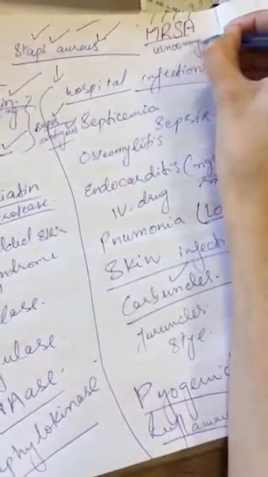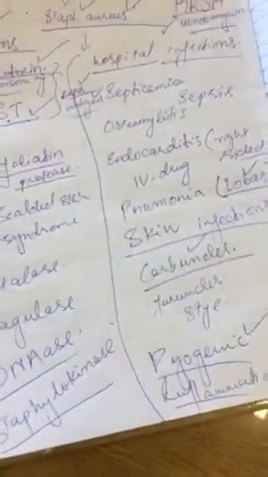Then there is also one type of the Staph aureus which is called MRSA. They are methicillin resistant Staph aureus. They cannot be treated by the common cell wall inhibitors. You can use vancomycin for their treatment. So these are the common salient features which you should at least remember to pass the exam. Thank you.